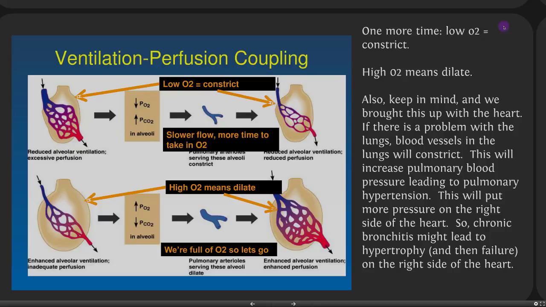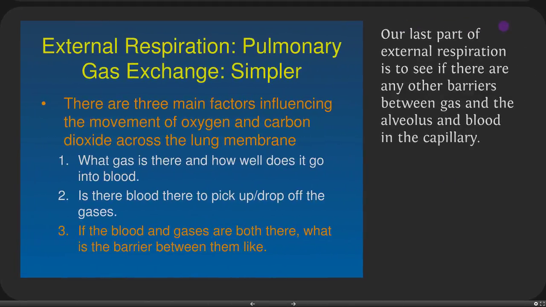This will put more pressure on the right side of the heart, so chronic bronchitis or untreated asthma might lead to hypertrophy and then failure on the right side of the heart. That's one of those that just is going to keep on coming up in this class. Problems with the lung lead to problems with the right side of the heart.